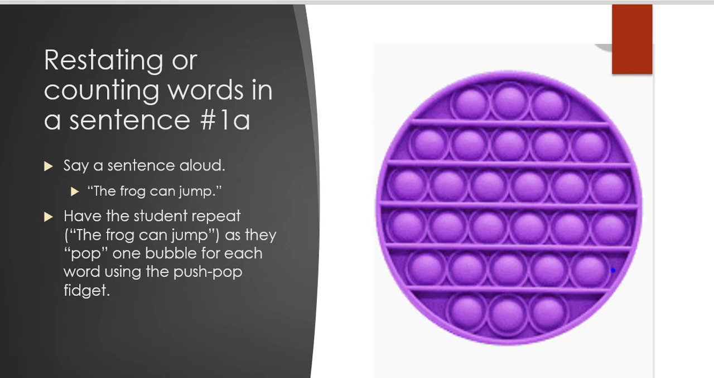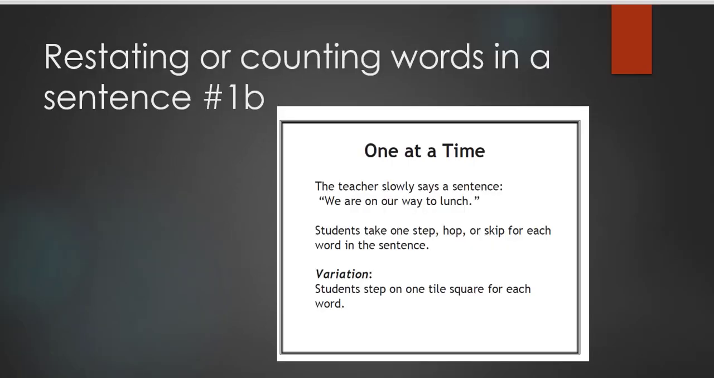Restating or counting words in a sentence. Say a sentence aloud, the frog can jump. Have the students repeat, the frog can jump, as they pop 1 bubble for each word using a push-pop fidget. Another activity for restating or counting words in a sentence is called one at a time. The teacher slowly says a sentence. We are on our way to lunch. Students take 1 step or hop or skip for each word in the sentence. A variation on this can include stepping on 1 tile square for each word.